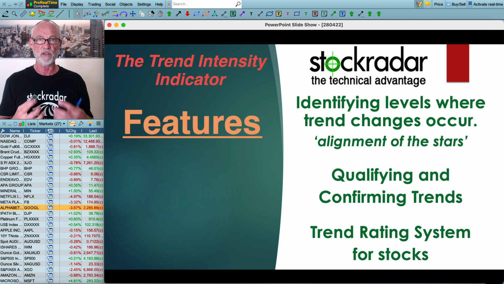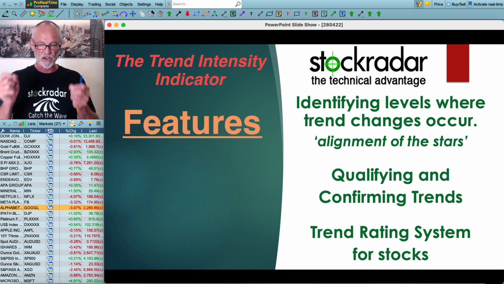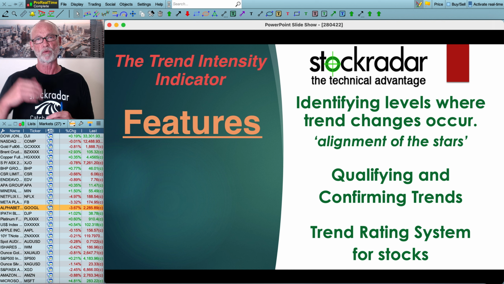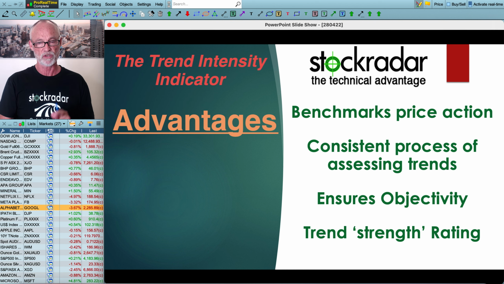So we can identify these levels very quickly and specifically where they occur. Okay, so we're qualifying and confirming trends, and you have a trend rating system for stocks, so we can see very quickly if this is in a downtrend or not, and how it's rating. Very important, because we can very quickly lose perspective on what stocks are doing.